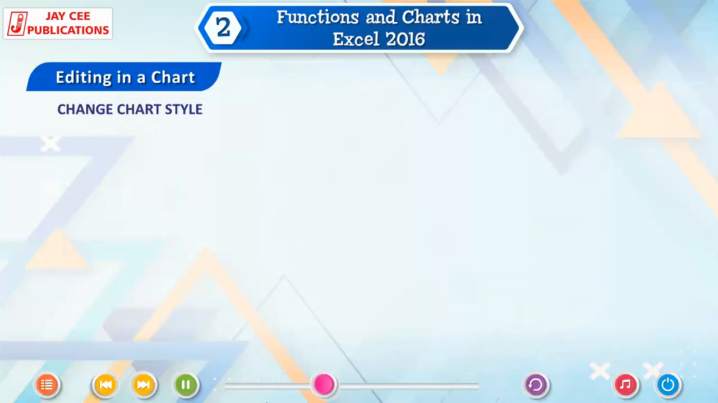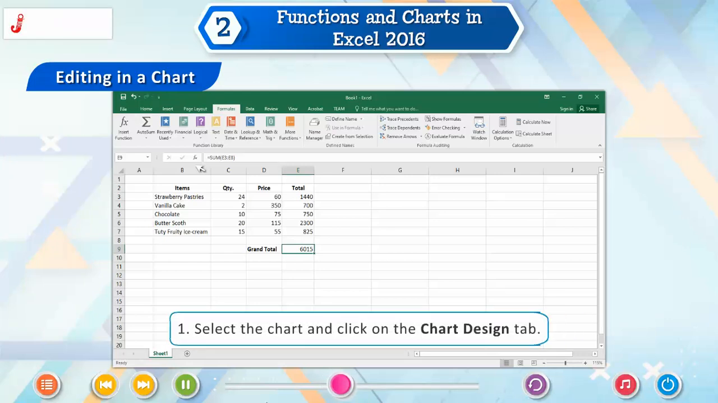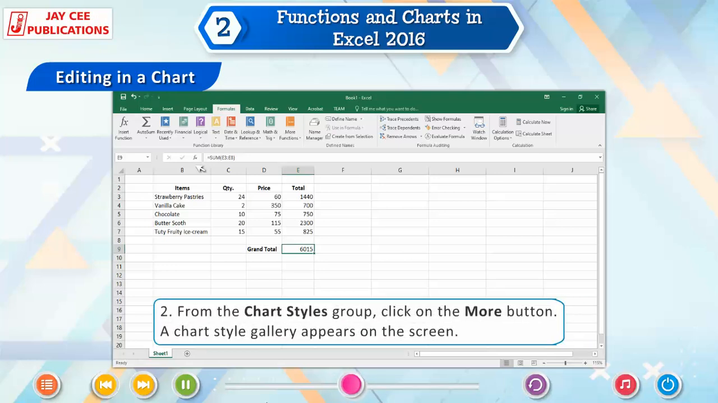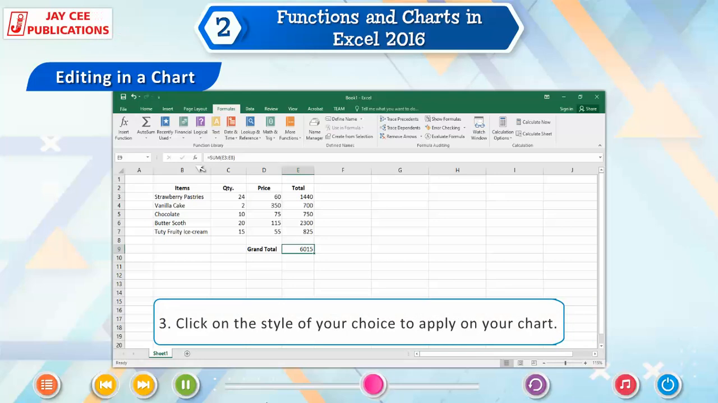Change chart style. Follow the given steps to change the style of a chart. 1. Select the chart and click on the Chart Design tab. 2. From the Chart Styles group, click on the More button. A chart style gallery appears on the screen. 3. Click on the style of your choice to apply on your chart.